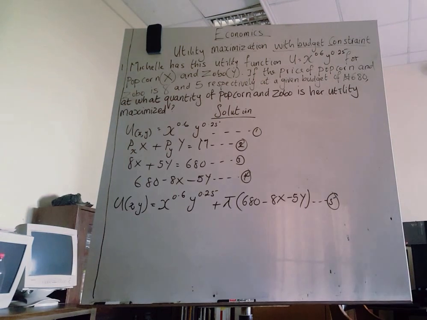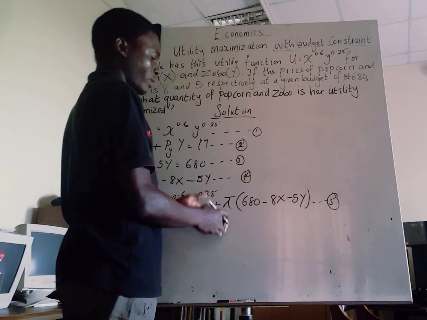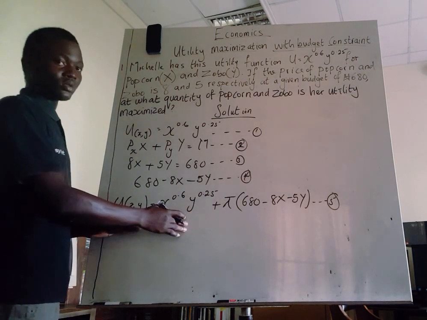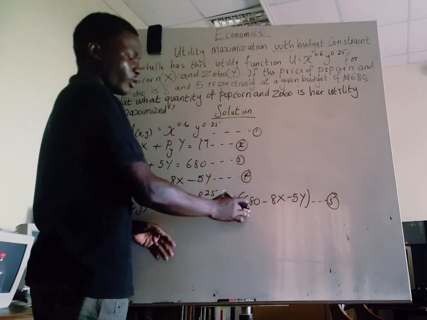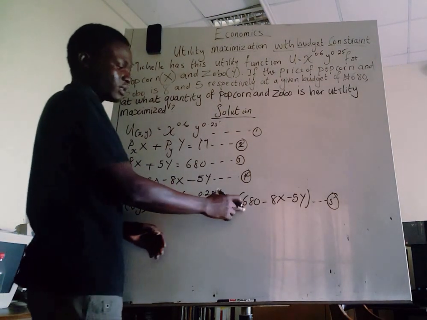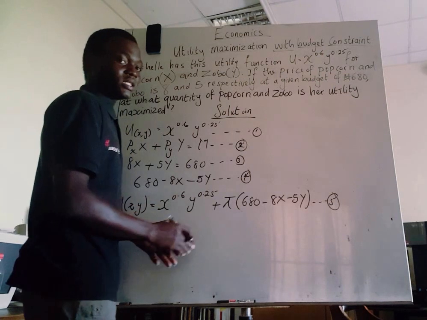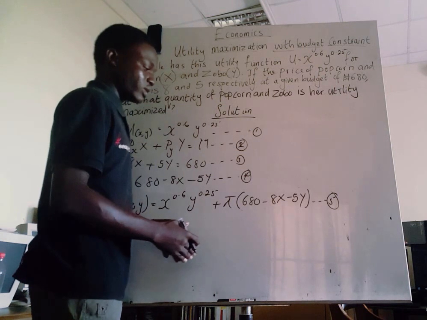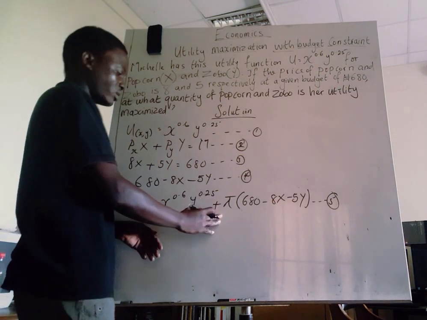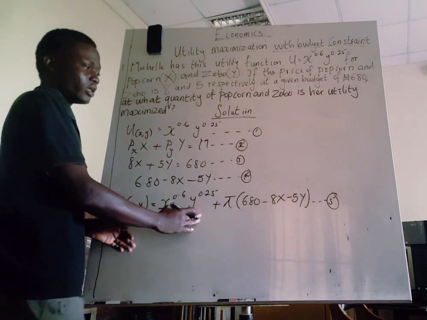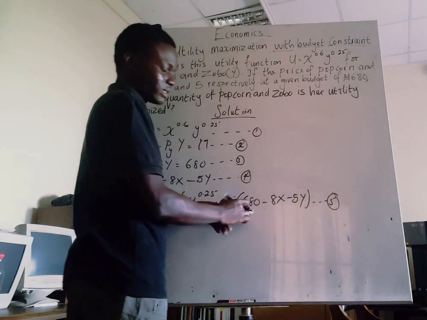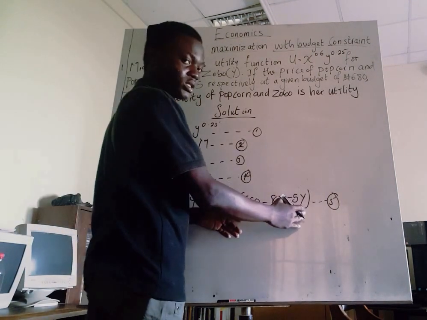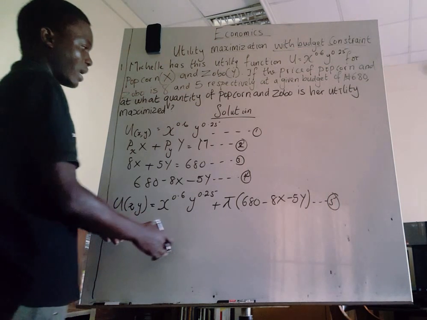So what does the Lagrangian multiplier do? The Lagrangian multiplier tells us what happens to the objective function if the constant in the budget constraints rises or falls by 1 or any other amount. So the Lagrangian multiplier tells us the change that occurs in the total utility when there is a small change in the constant. Here, this is the constant; it carries no x, carries no y, in the budget constraints.